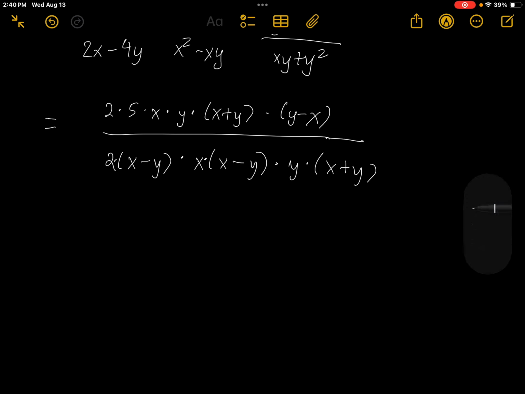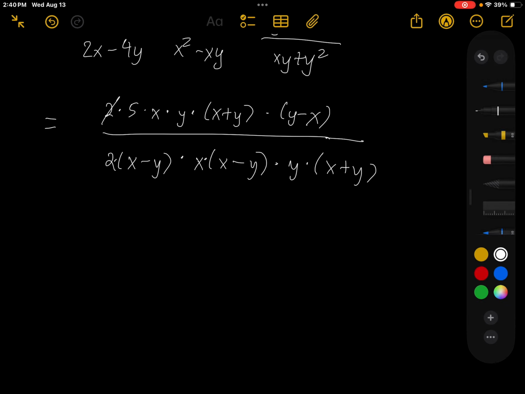So I can cancel out, well, this 2 I can cancel out with the 2 on the bottom. The 5 on the top I can't cancel out. What about the x? Yes, I can cancel out with the x there. The y, I can cancel out with this y here. The x plus y, I can cancel out with x plus y there. Y minus x over, on the bottom I have x minus y.